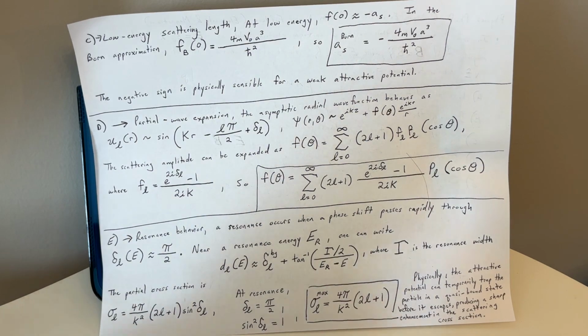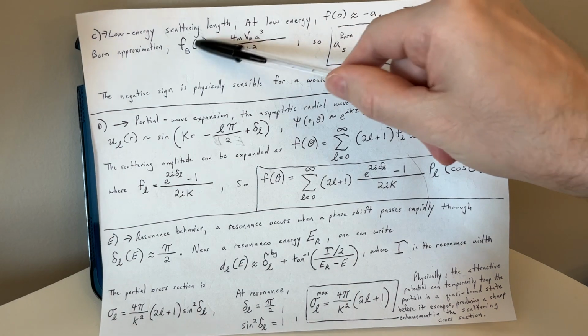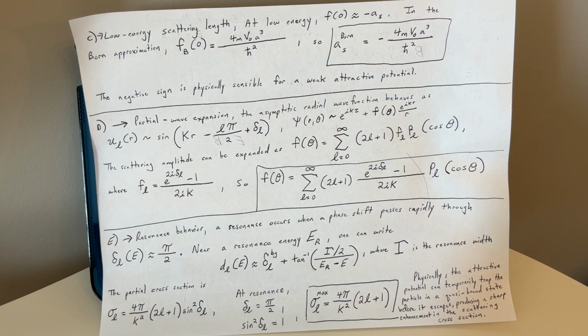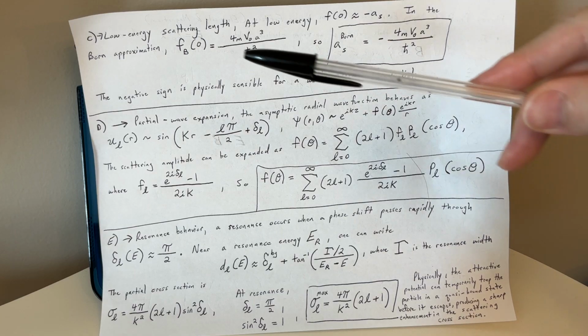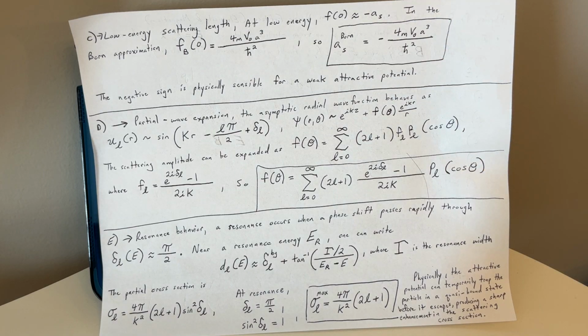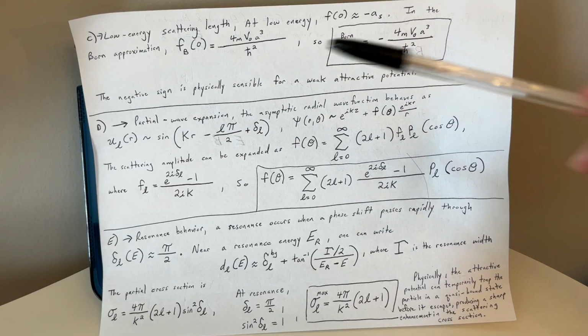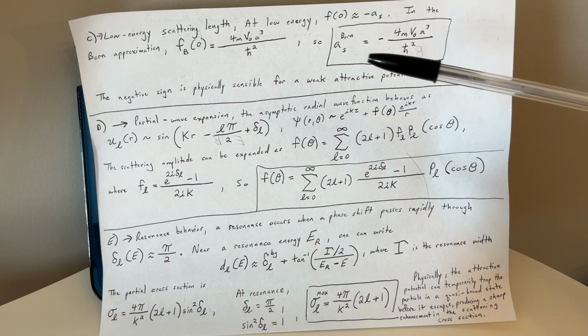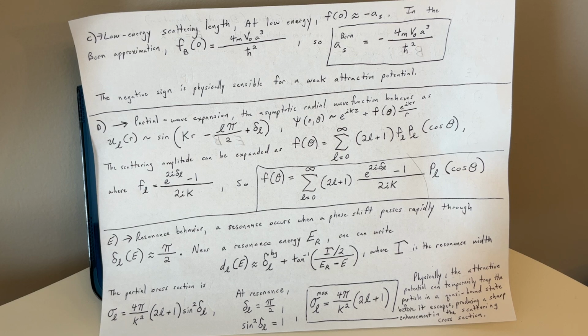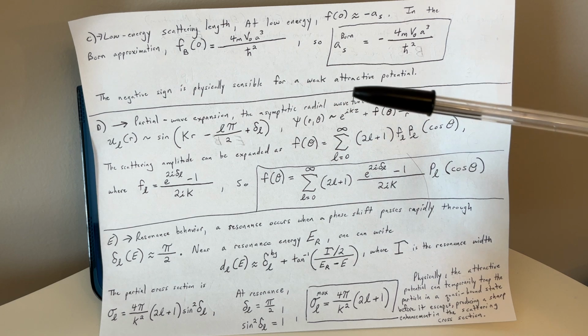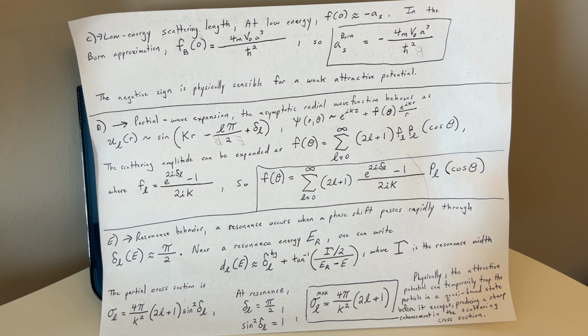So part C, what they want us to do is determine the low energy S wave scattering length. At low energy, f of 0 is approximately negative a sub s, and in the Born approximation, f sub B of 0 equals 4m V naught a cubed over h bar squared. So our a sub s Born equals negative 4m V naught a cubed over h bar squared. And the negative sign is physically sensible for a weak attractive potential. So that's part C. Moving along to part D.